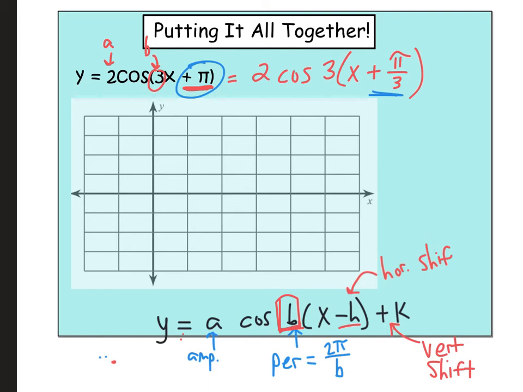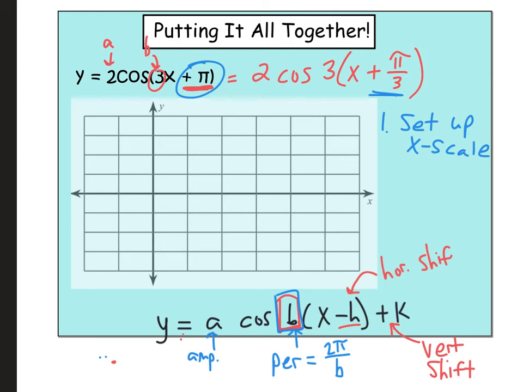So just watch that now. Sometimes you don't have to worry about that, because sometimes the b value is already factored out. All right, so let's think about this. My first step is still to set up the period. Set up the x scale, like we did before.